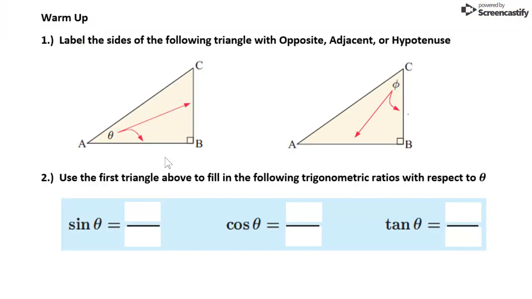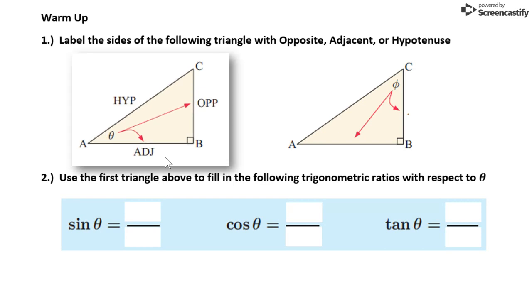But from the warm-up, you're just asked to see if you remember how to name the sides of a triangle in relation to an angle, and then the three trig functions. So you'll see that first triangle in reference, right? So we call this in reference to angle A, right? So we're referencing this angle. The side opposite of that angle is CB, right?